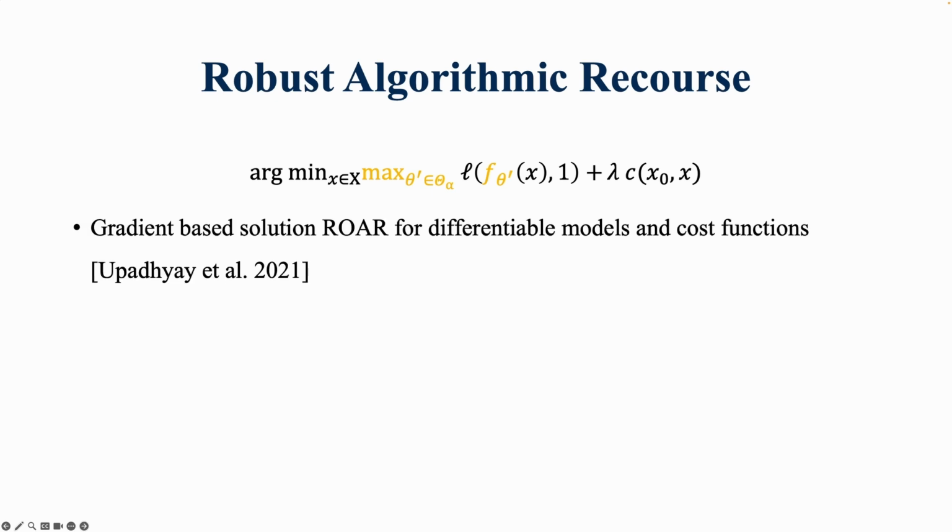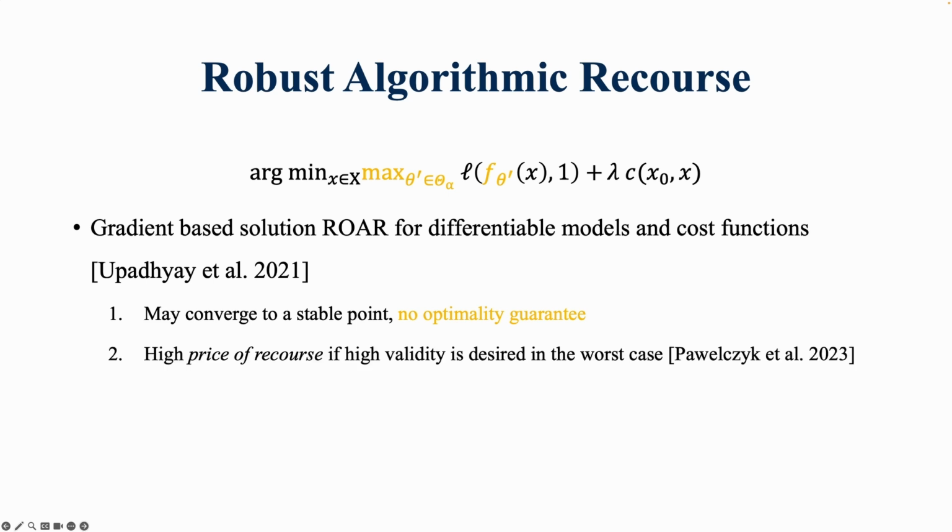A well-known example is the gradient-based approach called ROAR, which can be applied when both the model and the cost functions are differentiable. But ROAR doesn't always converge to a stable solution, and more importantly, it doesn't guarantee finding the optimal solution. Additionally, the recourse recommendations produced by ROAR often come with a high price.